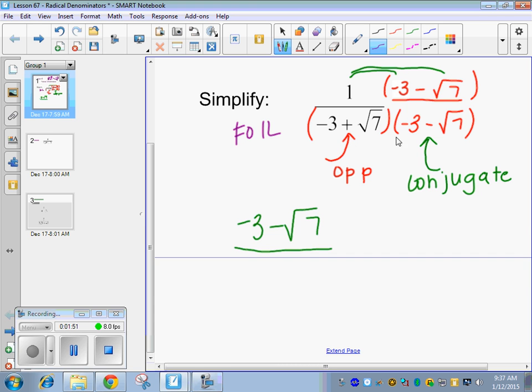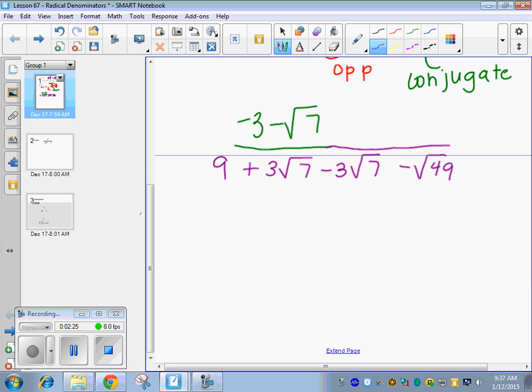So I've got negative 3 times negative 3, which is positive 9. I've got negative 3 times negative square root of 7, so that's plus 3 root 7. And then my inside, I have a positive root 7 times a negative 3, so that's negative 3 root 7. And last, I have plus the square root of 7 times minus the square root of 7. So that's negative square root of 49, which is what? 7. Right. So if you want to just put 7, that's fine. I'm just doing it as 7.